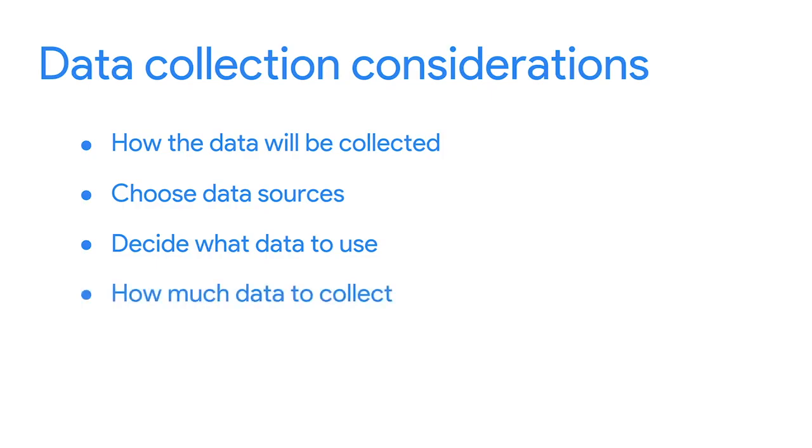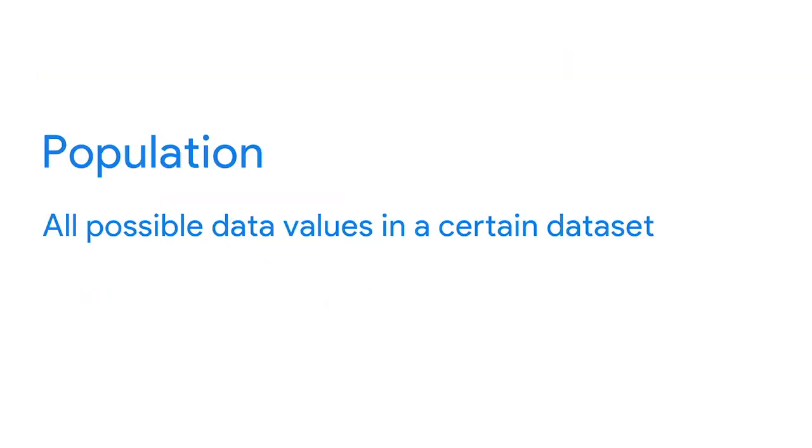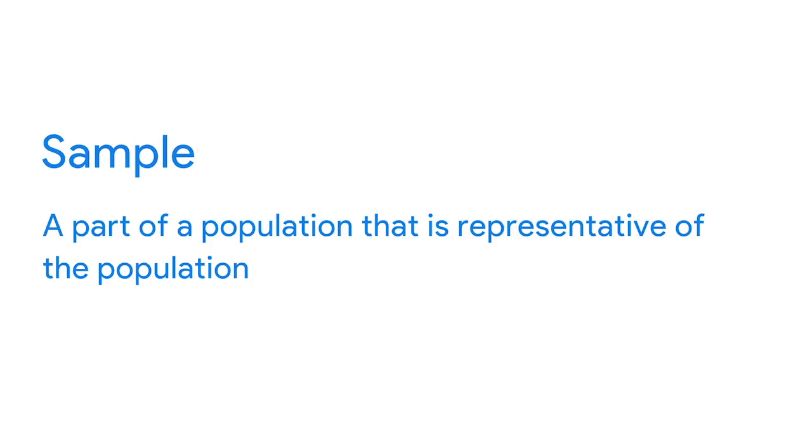Okay, now let's talk about how much data to collect. In data analytics, a population refers to all possible data values in a certain data set. So if you're analyzing data about car traffic in a city, your population would be all of the cars in that area. But collecting data from the entire population can be pretty challenging. That's why a sample can be useful. A sample is a part of a population that is representative of the population. You might collect a data sample about one spot in the city and analyze the traffic there. Or you might pull a random sample from all existing data in the population. How you choose your sample will depend on your project.